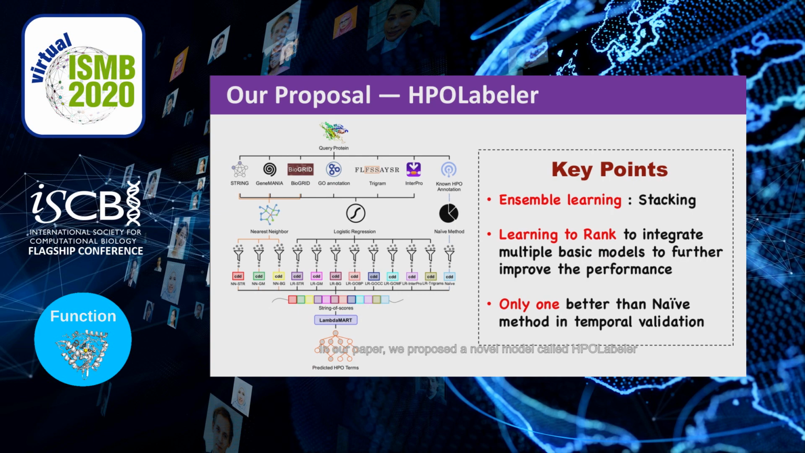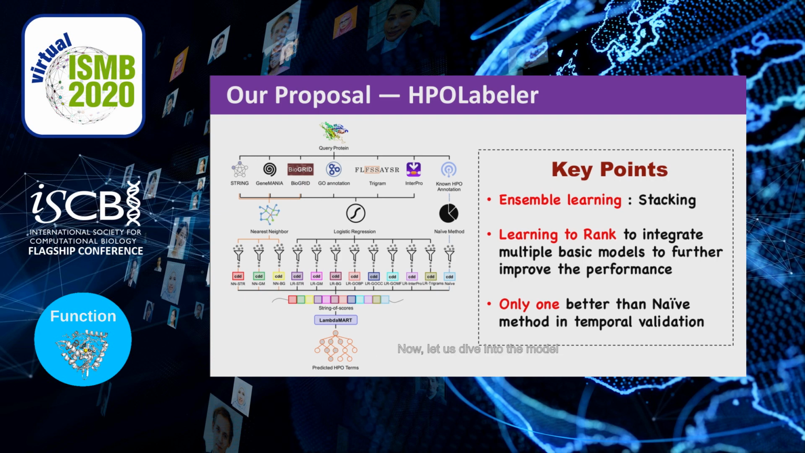In our paper, we proposed a novel method called HPOLabeler. The framework is shown in this figure. The highlights of our proposal are threefold. First, from a macro perspective, our model utilizes stacking in ensemble learning. Second, multiple basic models are integrated by learning to rank to further improve the performance. Finally, our method is the only one with better performance than naive methods in temporal validation.